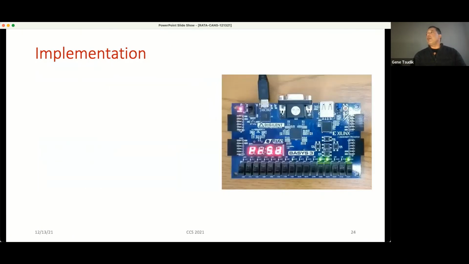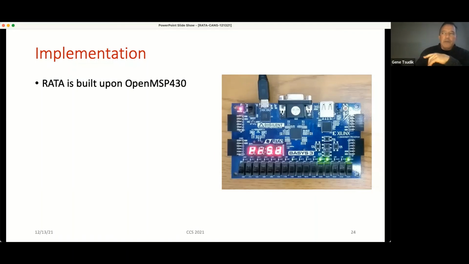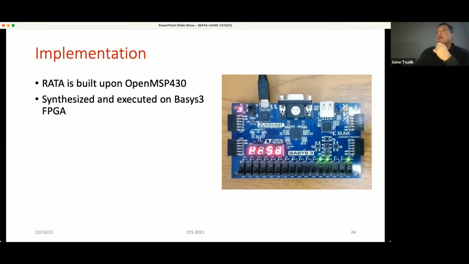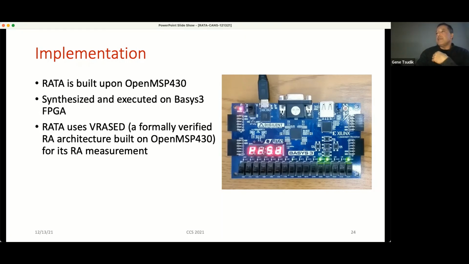And then we actually realize this on an FPGA, right? One of the reasons we picked TI MSP430 is because of the availability of this toolkit called OpenMSP430, okay? This was implemented on a Basys 3 FPGA. So this is the real thing. This you can see in a picture.